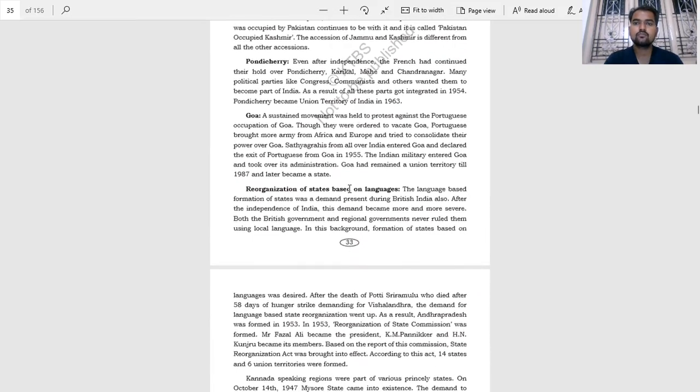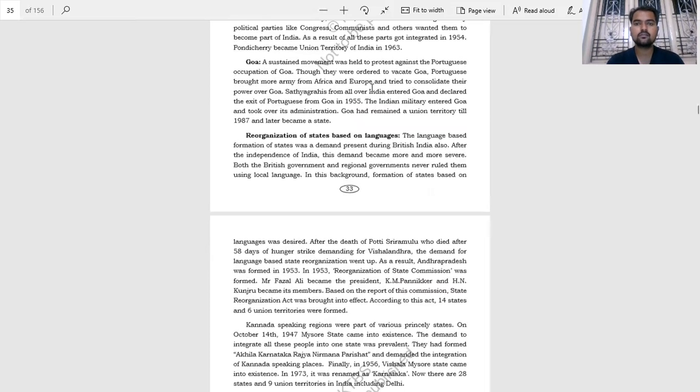Pondicherry. When you talk about Pondicherry, the French had their main administrative capital in Pondicherry, and they didn't want to leave. Again, the local people wanted to merge with India. So what happened later? We sent our interim army, and finally in 1954 we kicked the French out of Pondicherry, and Pondicherry became part of India, and we made Pondicherry a union territory in 1963.